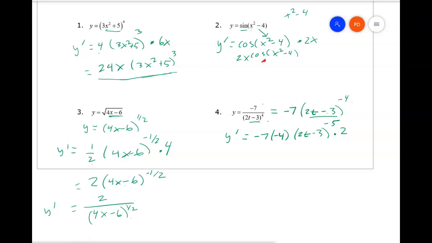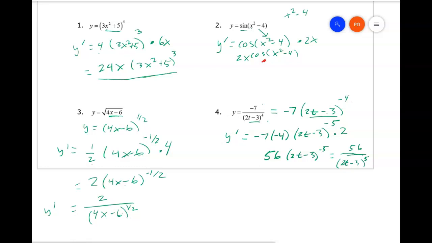So the derivative of y with respect to t in this case is this. -7 times -4 is positive 28. Positive 28 times 2 is a positive 56. You get positive 56 times 2t minus 3 to the -5, or 56 over 2t minus 3 to the 5th. Hopefully that algebra is not mixing you up, because by now you should be good with negative exponents. And that is number 4.